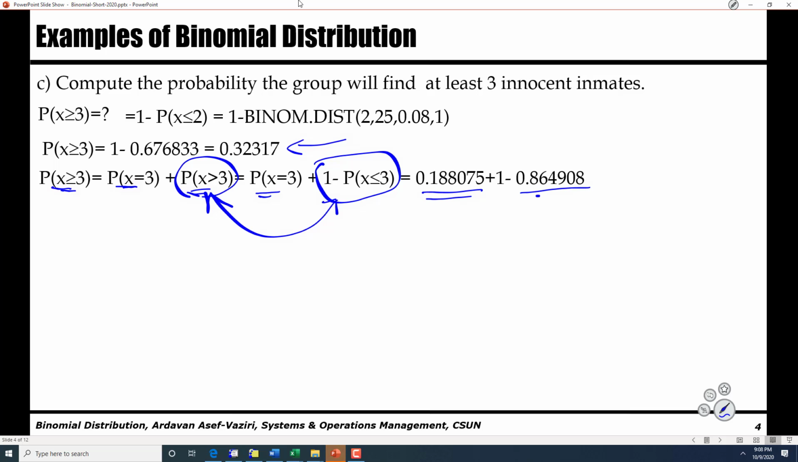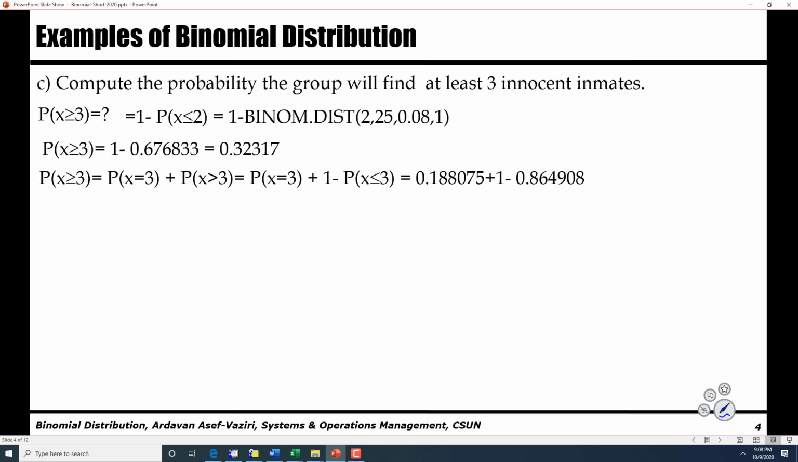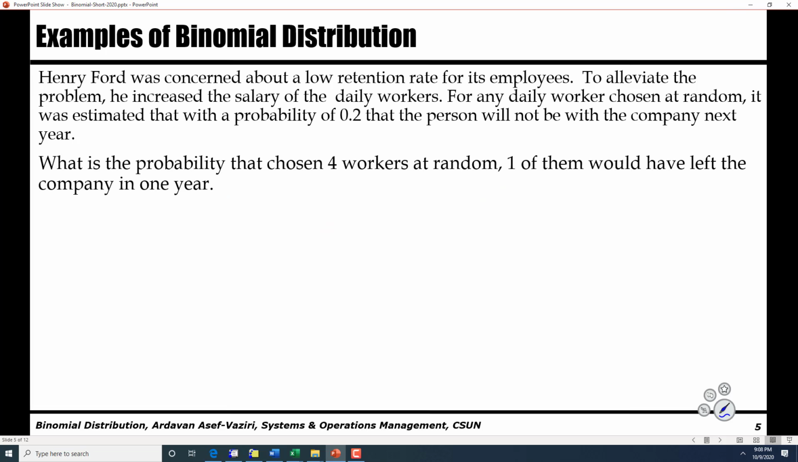This is probability of x less than or equal to 3, and this is 1. This is solving the problem from different angles. As long as you understand the situation, all of these are correct.